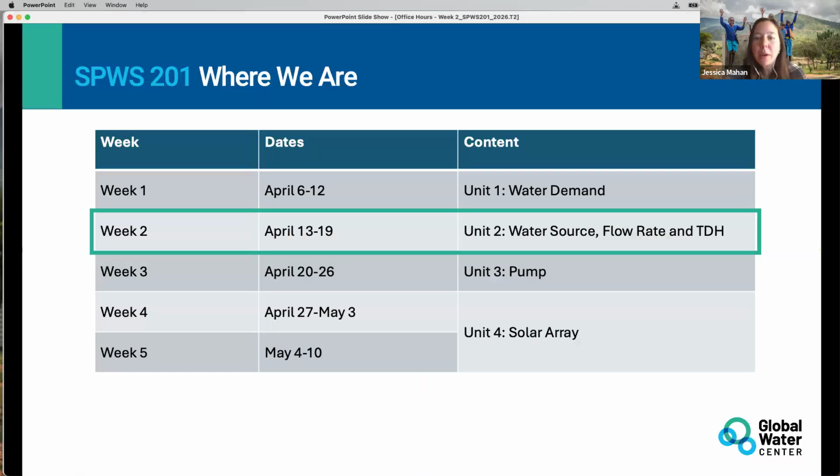So a quick look at where we all are in the course. Right now, this week, we are on Unit 2. So we've been looking at steps 2 and 3 of the design process. So looking at the water source, and then the flow rate and the total dynamic head. So we're right at the end of week 2. And next week, we'll move into week 3 and Unit 3.